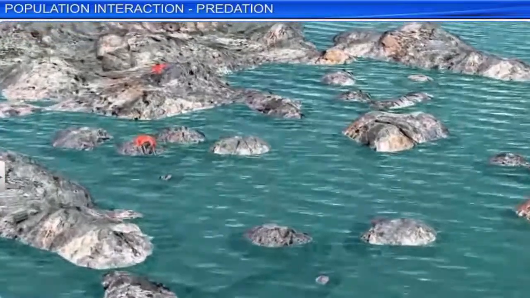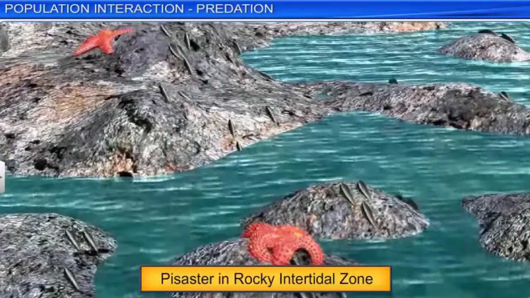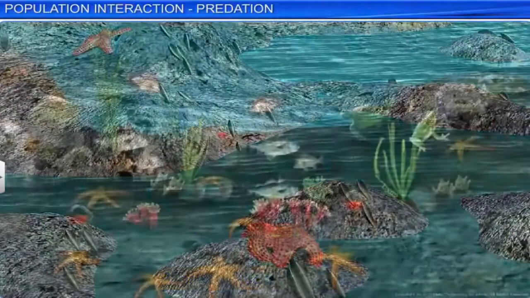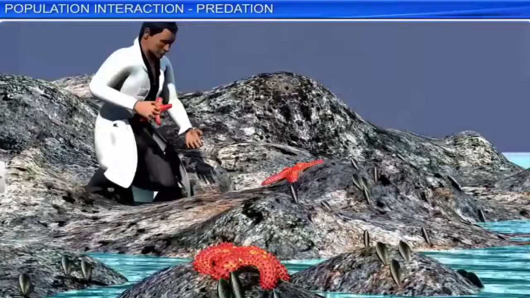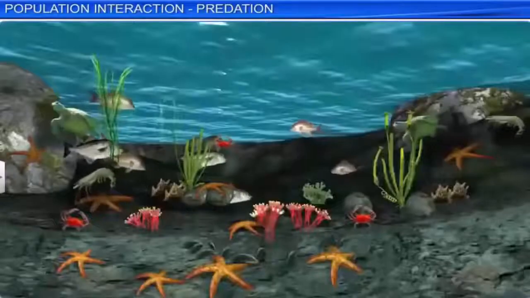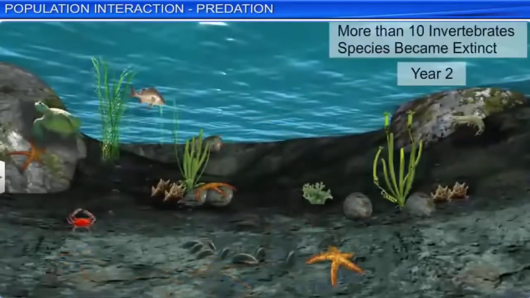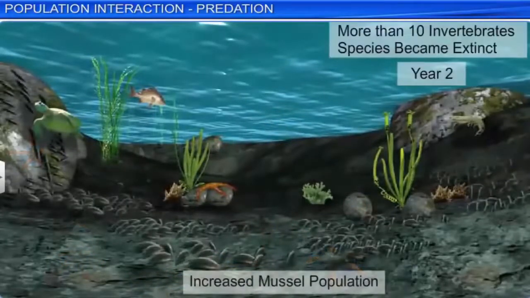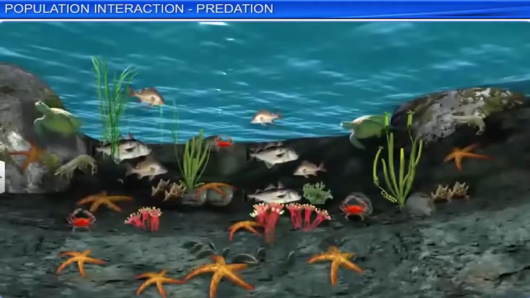For example, a starfish, Pisaster, is an important predator in the rocky intertidal communities on the American Pacific coast. It feeds on a mussel, Mytilus, and is responsible for maintaining the species diversity in intertidal communities. In an experiment, all the starfish were removed from an enclosed area. This resulted in the rapid expansion of the mussel population, and more than 10 invertebrate species became extinct within a year due to interspecific competition. The interaction between Pisaster and Mytilus thus helped maintain the species diversity in these communities.